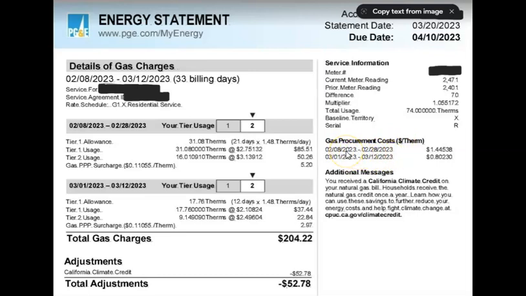So from February 8th to February 28th, for 20 days, they were charging $1.44 per therm, and from March 1st through March 12th, 80 cents per therm. Now, the reason it's sort of confusing to understand is because those numbers, 144 and 80 cents, are included in these numbers, the 275 and 313, and the 210 and 249. So what they're doing basically is combining the procurement and the delivery charge and figuring out exactly what you're going to pay on your bill. And that's why I said everything is combined.